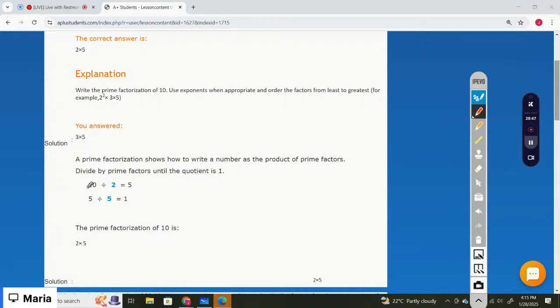For example, we have to write down the prime factors of 10. The smallest prime number that can divide 10 is 2. So 10 divided by 2 is 5. Now divide this 5 by the smallest prime number. The smallest prime number that can divide 5 is 5. 5 divided by 5 is 1. These are the two prime numbers: 2 times 5. So the prime factors of 10 are 2 times 5.